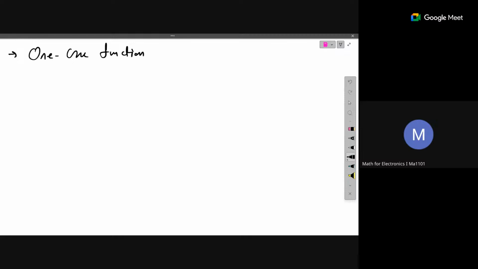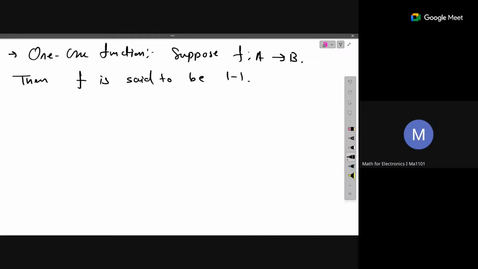Let's recall. I think you are familiar with one-one functions. Suppose f is a function from A to B. Then f is said to be one-one if for different inputs we have different outputs. That means if x1 not equal to x2, this implies f of x1 not equal to f of x2. That means if we take different inputs, we get different outputs. That's the description of a one-one function.